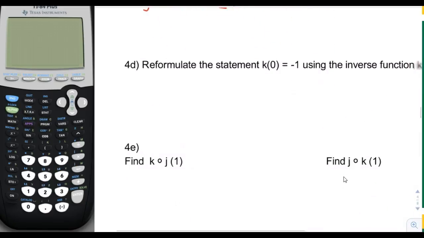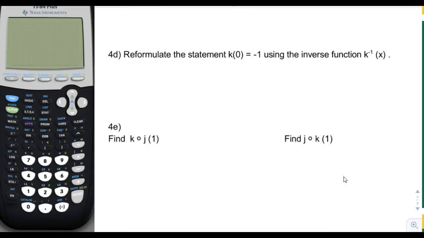All right, let's go to part D. Reformulate the statement k of 0 equals negative 1 using the inverse function k inverse of x. This might be a little bit confusing, but what we're saying is we have a mapping from x to y, which is 0 maps to negative 1. That's what this says. X value 0, we know that's x because we traditionally write k of x like that. So what's inside the parentheses is the number we're putting in for x, or the input. And after it goes through the function, it becomes negative 1. So basically we're defining 0 maps to negative 1.